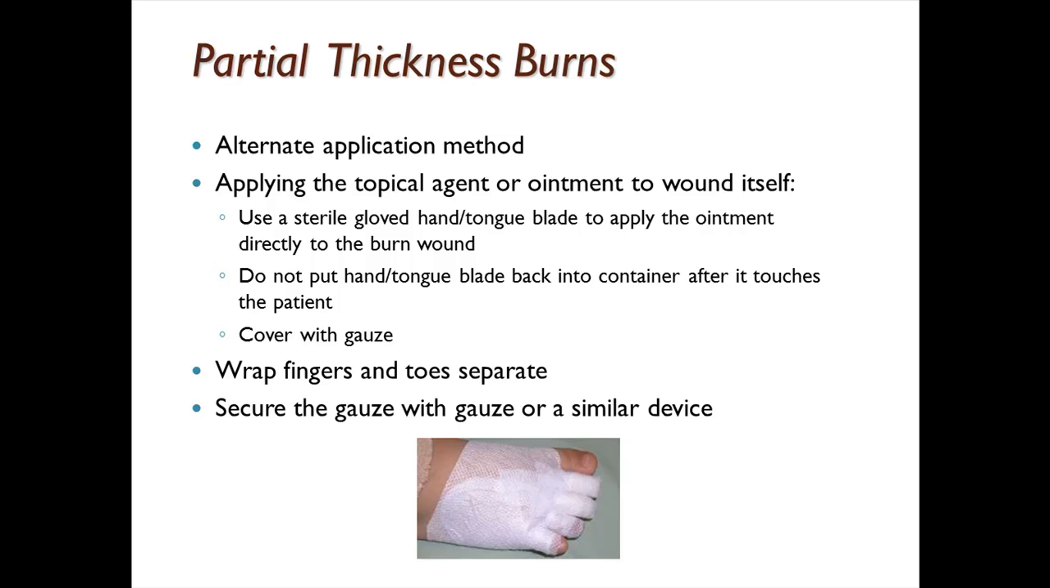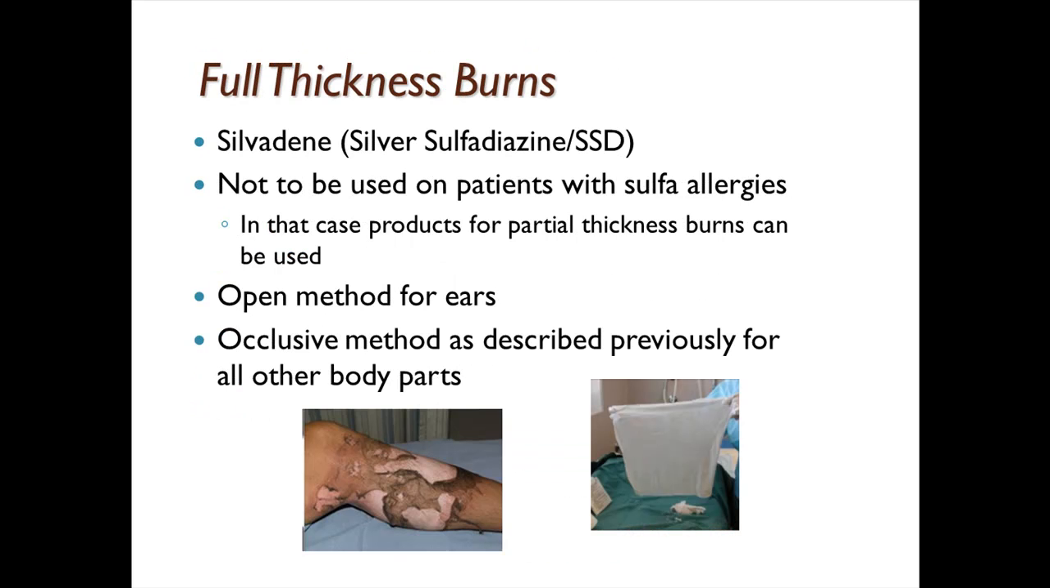There is an alternate application method, and that is applying the topical agent or ointment to the wound itself. You're going to use a sterile gloved hand or a tongue blade to apply the ointment directly to the burn wound. Remember not to put your hand or tongue blade back into the container after it touches the patient. So it's kind of like you're putting icing on a cake. That's how thick you want to do it. After you apply that ointment, then you're going to cover it with gauze. Make sure again to wrap fingers and toes separately and secure the gauze.